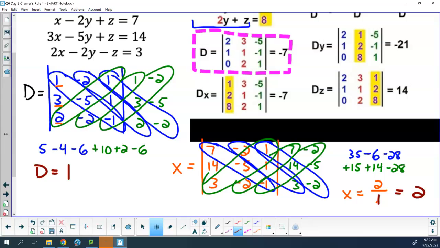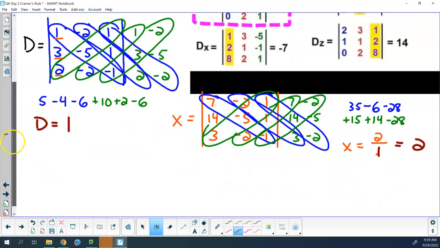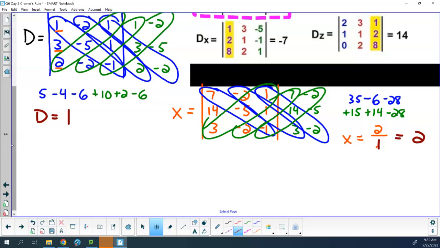Y's or Z's? Which one you want to do next? Y. Okay. So Y then is going to be, now I'm going to have 7, 14, and 3 in the middle. 1, 1, and negative 1 there, and 1, 3, 2 there. Go for it. Find me what Y is, and I'll show you a quick way to find Z.